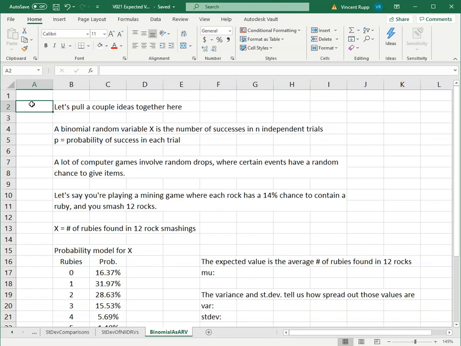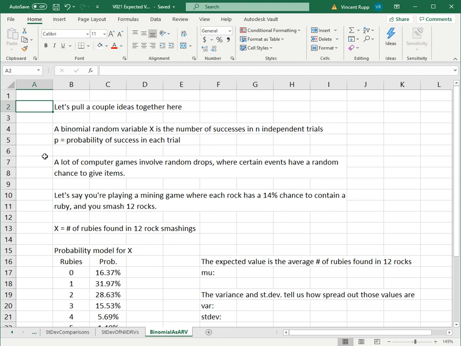We've been talking a lot about random variables, so let's go back and put that together with something we talked about in the previous week's content. So just recall a binomial random variable, which we could call x because it's a random variable, is the number of successes in n independent trials where p is the probability of success in each trial.